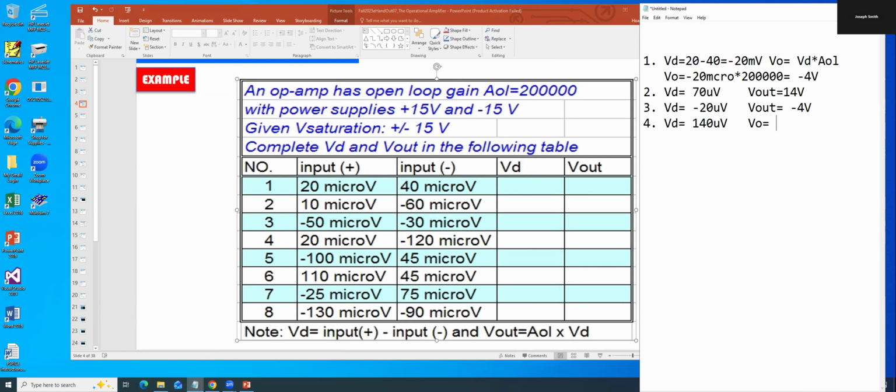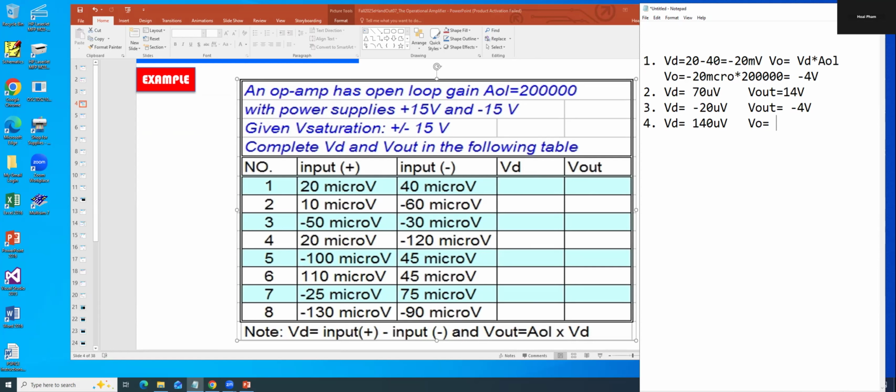Who can give me the answer? Whoever has a calculator. What were the numbers? 140 times 200,000, right? Correct, microvolts. Okay. I have 28 volts. Okay.